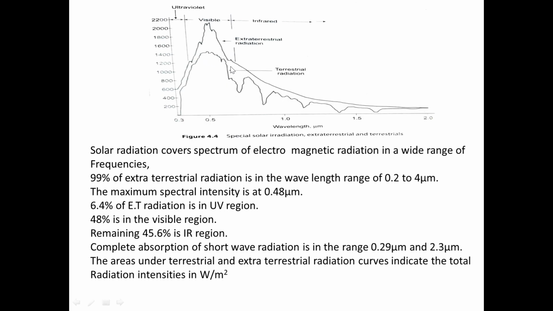On the x-axis we have taken wavelength, and on the y-axis we have taken the distribution of the solar radiation, that is in micrometers. Now you see there are two curves. The above curve is for extraterrestrial radiation, and the below curve is for terrestrial radiation.